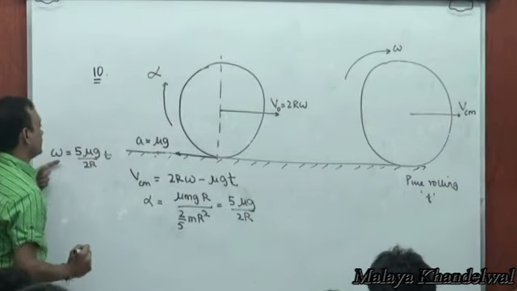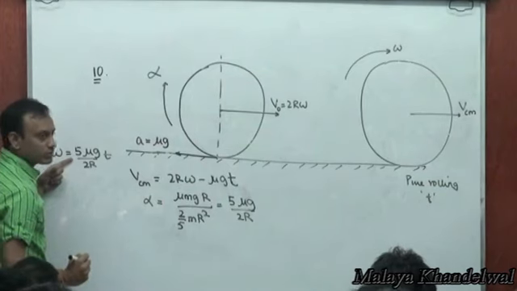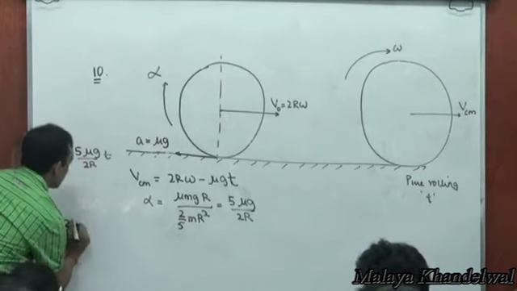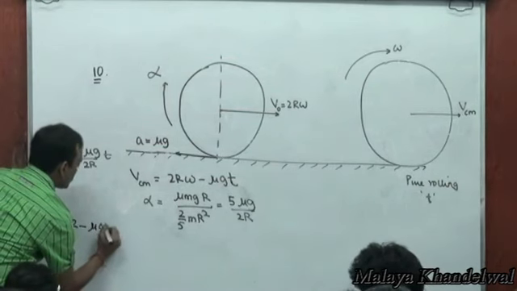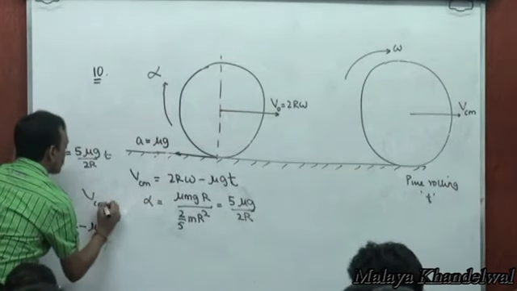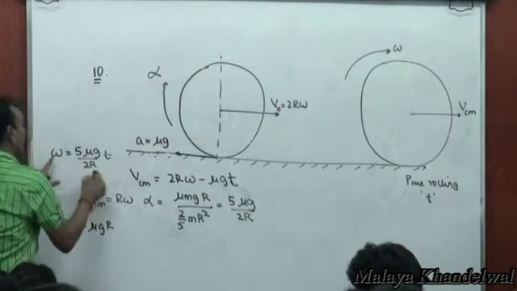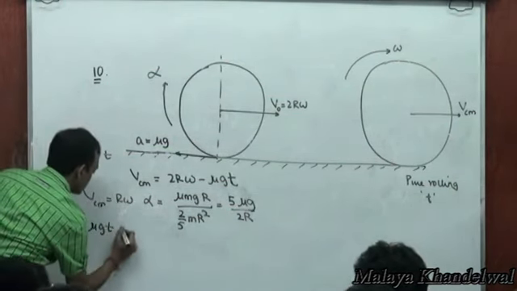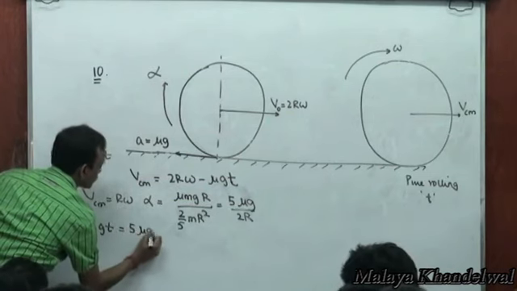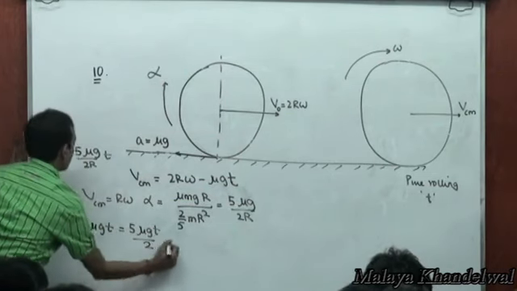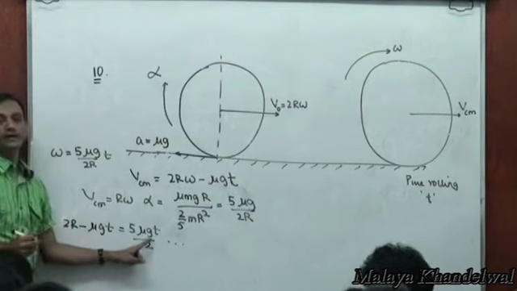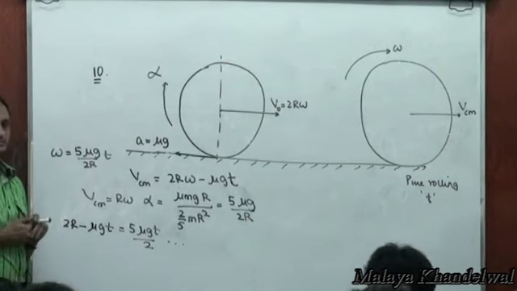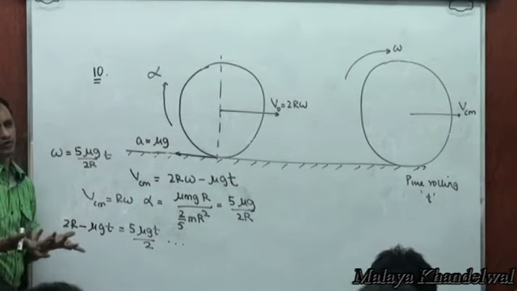And then in the event this is a state of pure rolling, VCM would be equal to r omega. VCM is like 2r minus mu gt. VCM equal to r omega, and r omega is 5 mu gt by 2. So you will get the time when pure rolling starts. Simple. I expected you to have got it right independently.